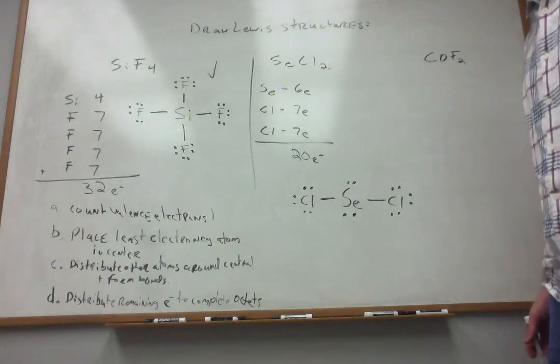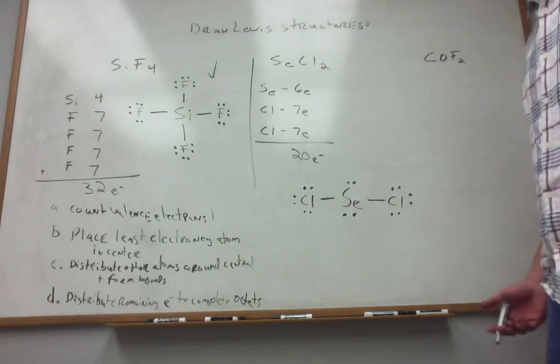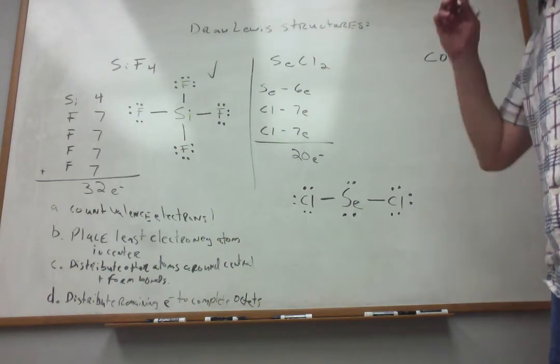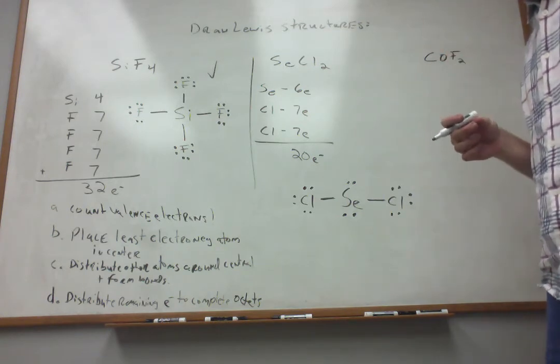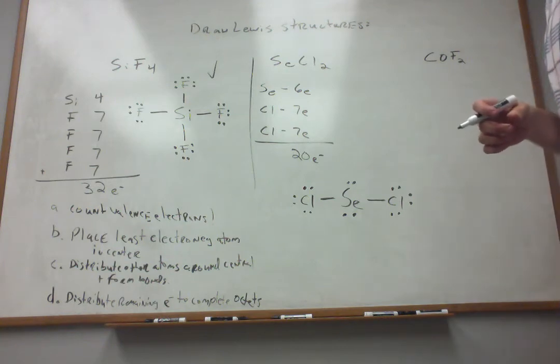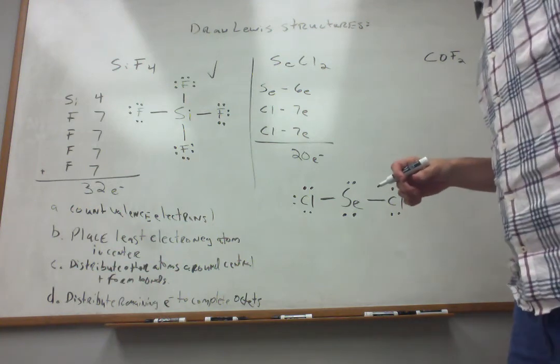Okay, that's going to be my strategy. After I propose this structure, I have to check for its validity to see if, in fact, I've used the correct number of electrons. If I have not, I have to revise my model. So let's see where we're at.